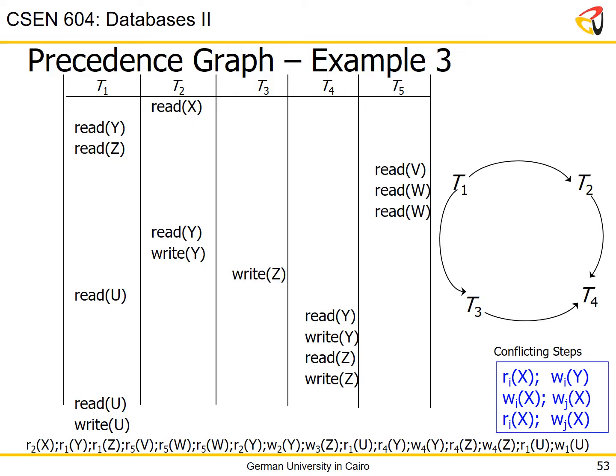And I have put for you at the bottom of the screen the sequence of reads and writes that we are evaluating. And if you look at the blue box with the conflicting steps, you can actually build the graph. And as you see, there is no cycle. Consequently, this is conflict equivalent to one of the serial schedules.